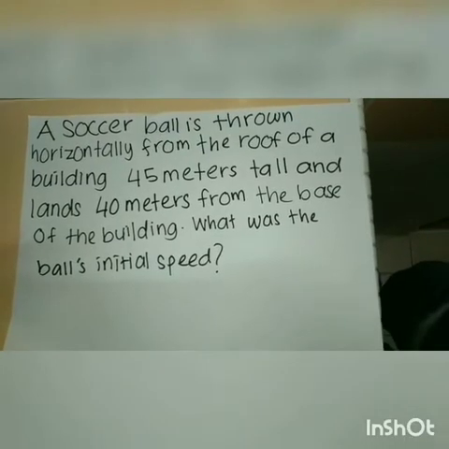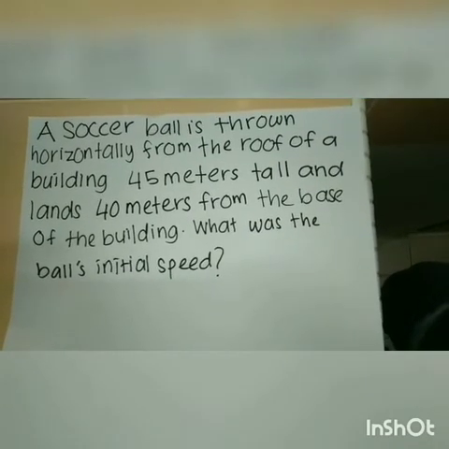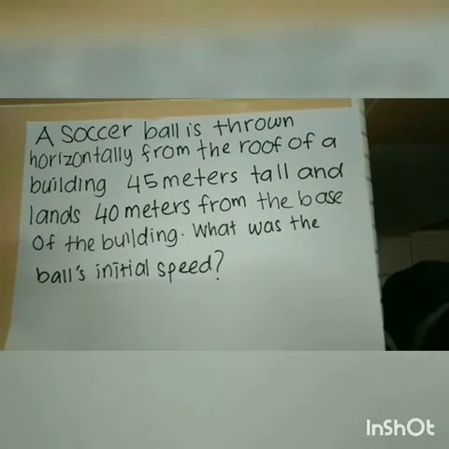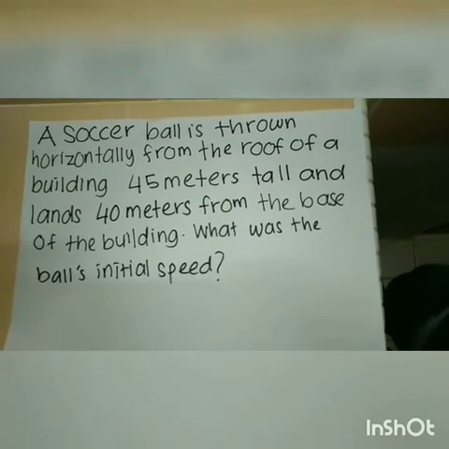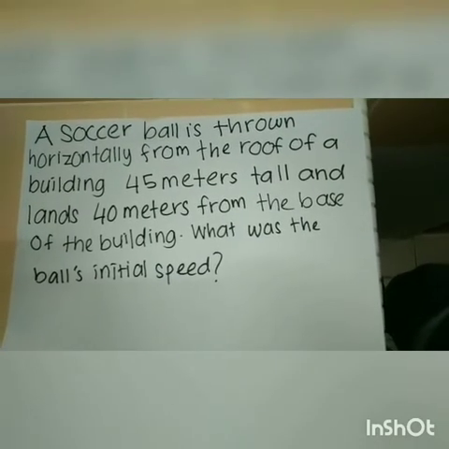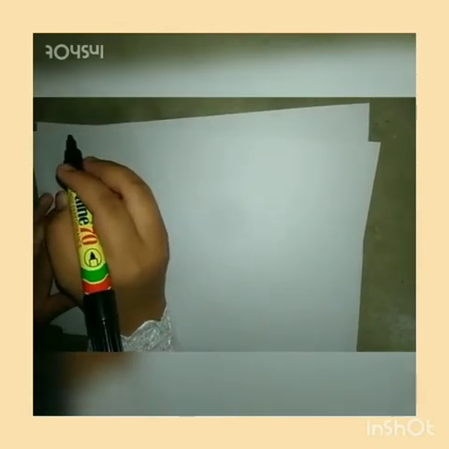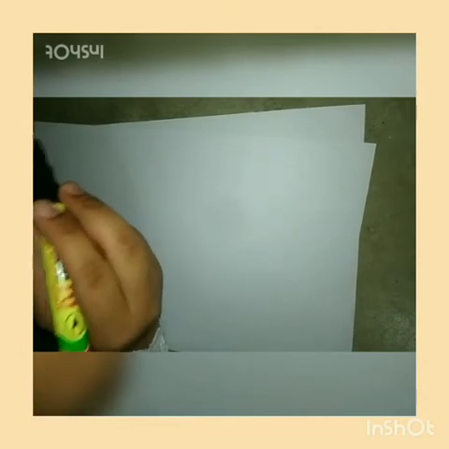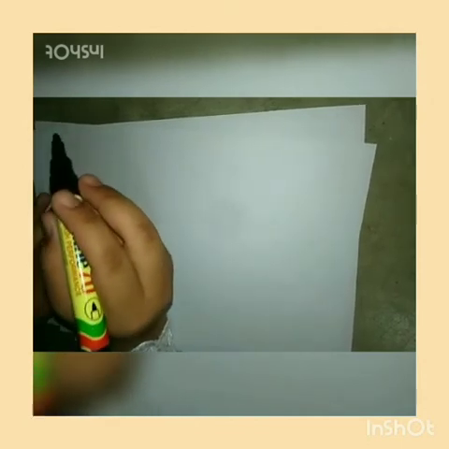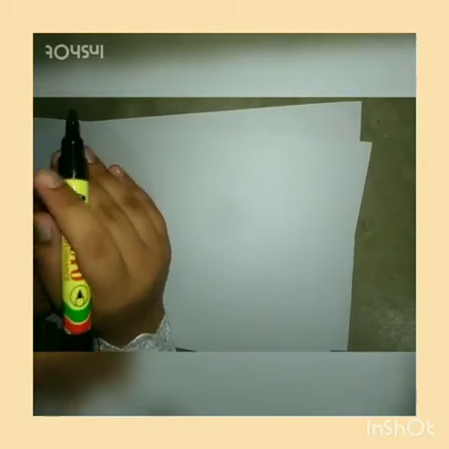A soccer ball is thrown horizontally from the roof of a building 45 meters tall and lands 40 meters from the base of the building. What was the ball's initial speed? So the first question is: the soccer ball is thrown horizontally from the roof of a building 45 meters tall and lands 40 meters from the base of the building. And the question is, what was the ball's initial speed?